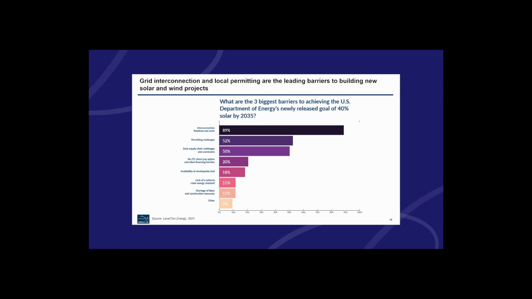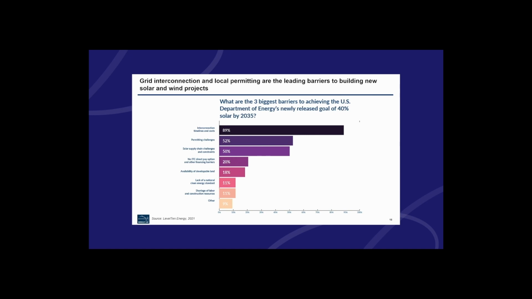Again, here, I'm going to steal a chart from someone else. This was produced by Level 10 Energy from a survey they did in 2021 that asked wind and solar energy project developers, what are the main barriers to achieving a goal of 40% solar in the United States by 2035? And this is coming straight from the developers of these projects. By far the leading challenge or barrier that they indicated, I don't know if you can read that in the back, says interconnection, timelines, and costs.